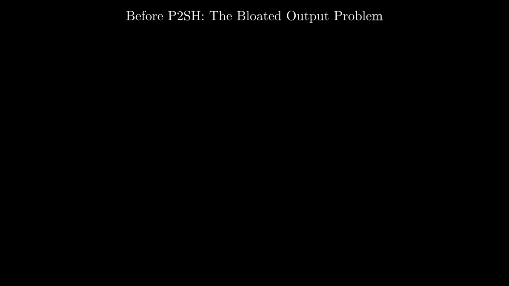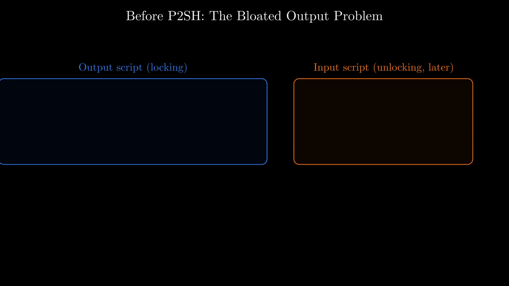To see why P2SH matters, picture the world before it existed. Every Bitcoin transaction has 2 halves. The output script, the locking conditions, sits in the transaction creating the coins. The input script containing signatures sits in the transaction spending them.